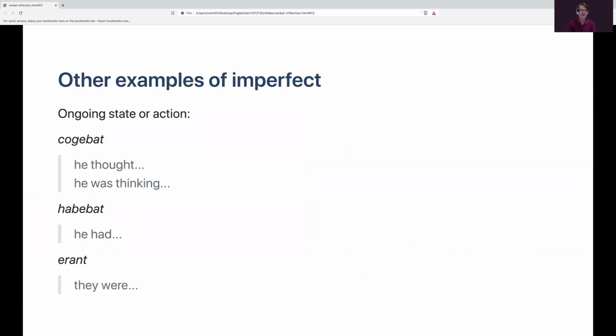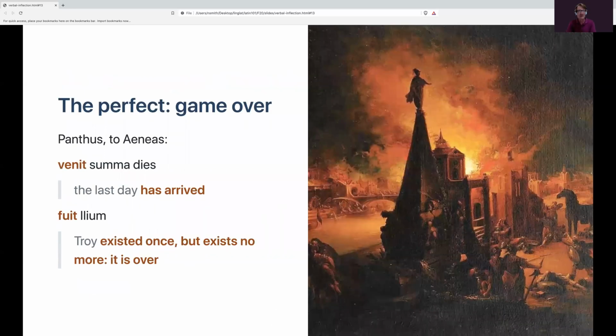Other things you might see the imperfect expressing are different kinds of ongoing states or actions. Cogebat, he thought, he was thinking. Often that's the kind of action that's not going to happen just once and end. It's going to be a sort of ongoing condition. So we'll find it in the imperfect. Or habebat, he possessed something. Well, you might not stop possessing something immediately. It's that ongoing condition that you would use the imperfect for. And of course, the verb to be is a frequent candidate for that. They were errant. You don't necessarily stop being something at a specified moment. But you could, and for that you would use the perfect tense.